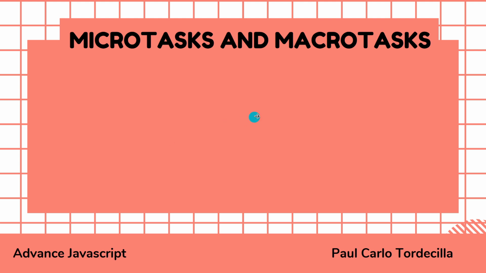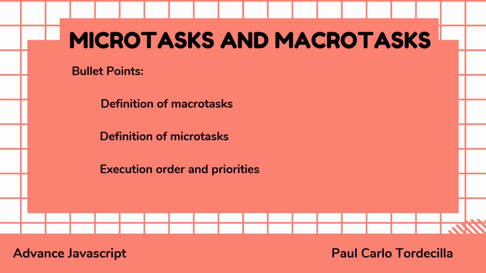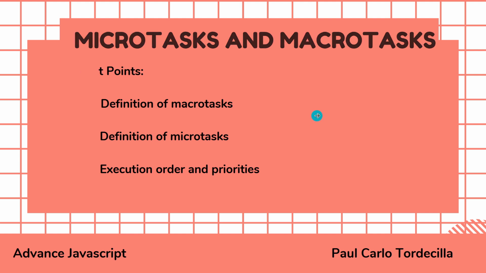Macrotasks and microtasks. JavaScript has two types of tasks, macrotasks and microtasks. Macrotasks include setTimeout and setInterval, while microtasks include promises and mutation observers. Microtasks are prioritized and executed before macrotasks, which can affect the order of execution.